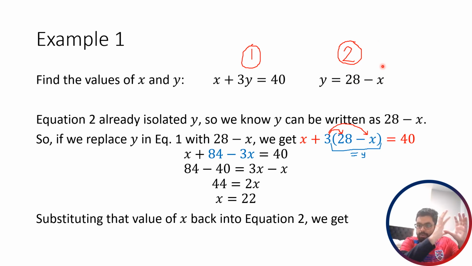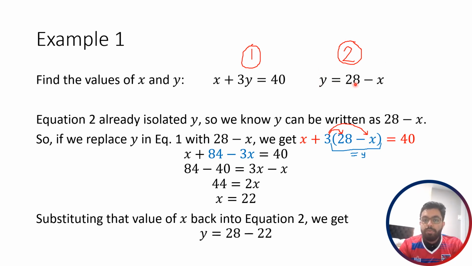You isolate the variable in one equation, you put that answer into the other equation, and then you take that answer and you plug it back into the first equation. And so then we get y is equal to 28 minus x, but we know x is 22, so we get 28 minus 22, which tells us that y equals 6.